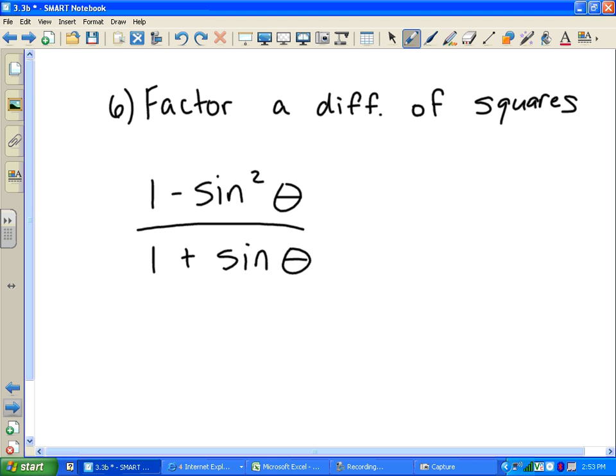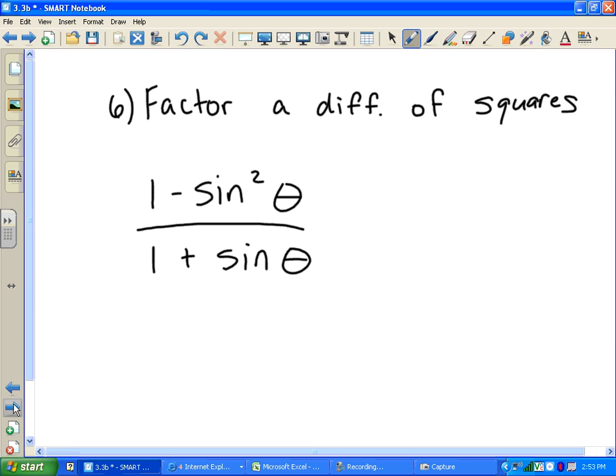But look at the title of this. It's factoring a difference of squares. So where's the difference of squares at? Well, one is a square, and sine squared is a square. So I can factor that like it was a difference of squares. So kind of think of an algebra thing here. What if I had 36 minus x squared? Well, you guys would tell me real fast here, that'd be 6 minus x times 6 plus x. So I can do the same thing with 1 minus sine squared.